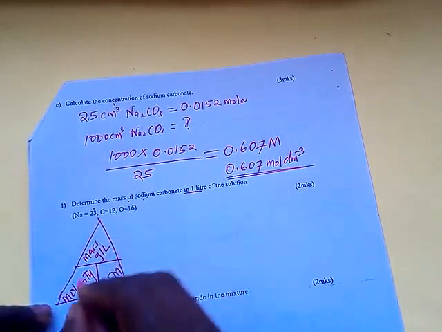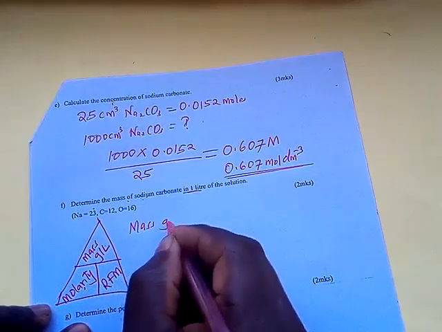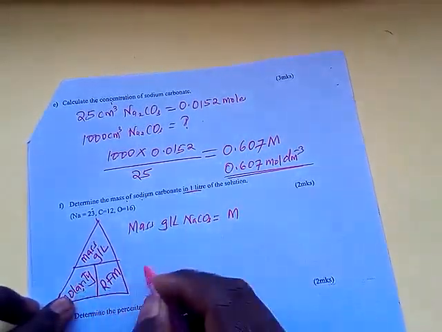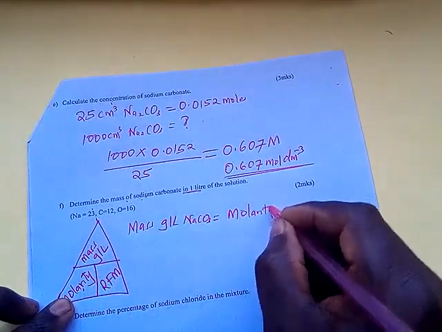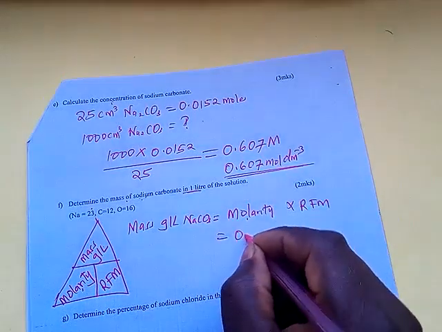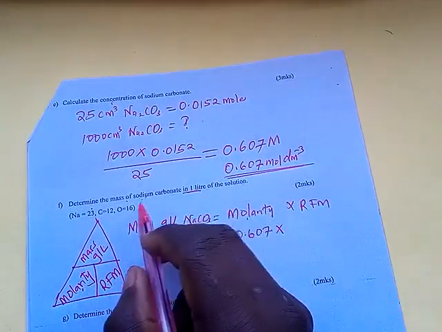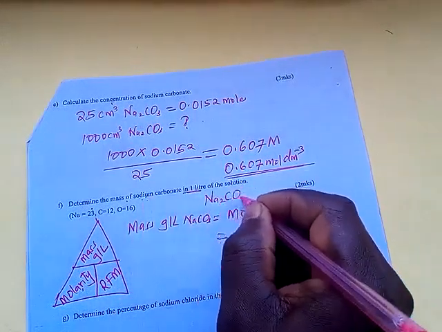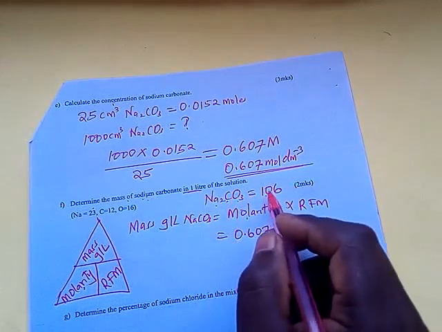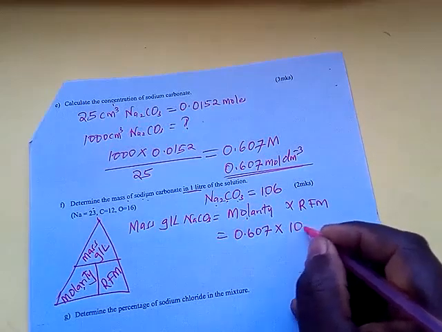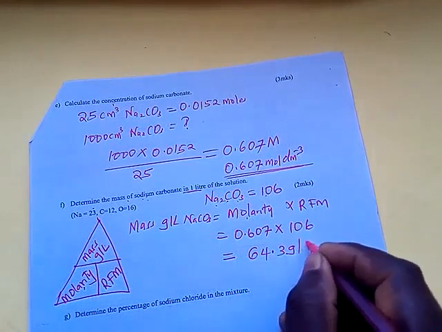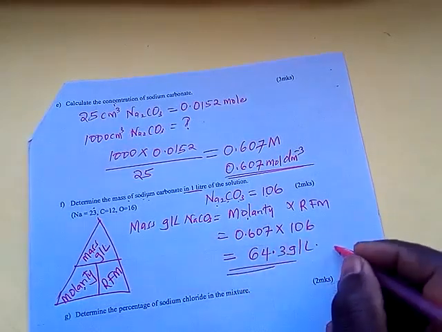Alright, so mass in grams per liter of sodium carbonate will be given by molarity times RFM. Now molarity, we have it here, which is 0.607 times RFM of sodium carbonate. Sodium carbonate is this one, which will give you 106: 46 plus 12 plus 48 will give you 106. That is times 106, which will give us 64.3 grams per liter. So this is the mass in grams per liter for only sodium carbonate.